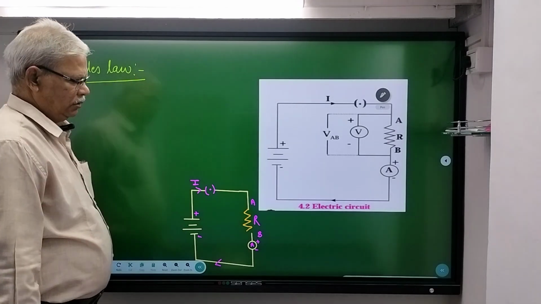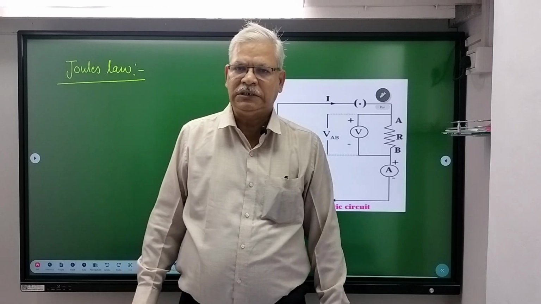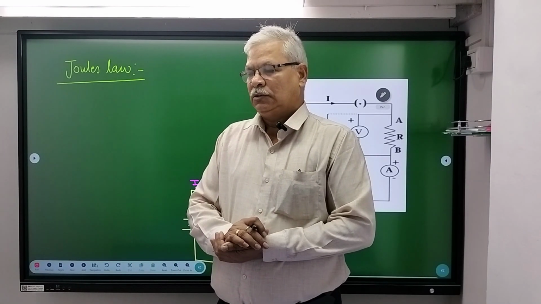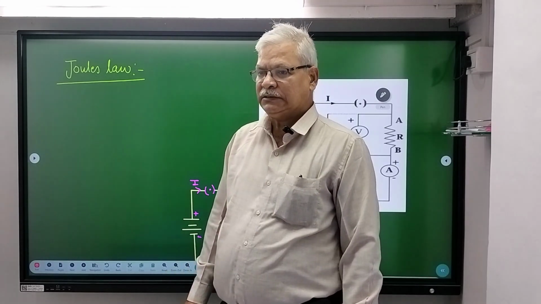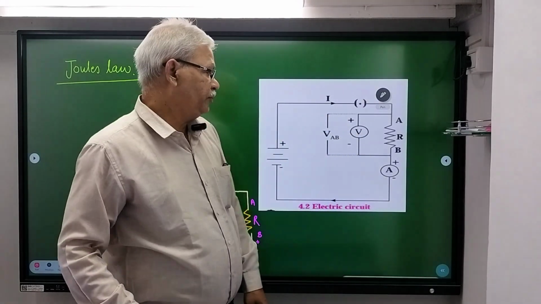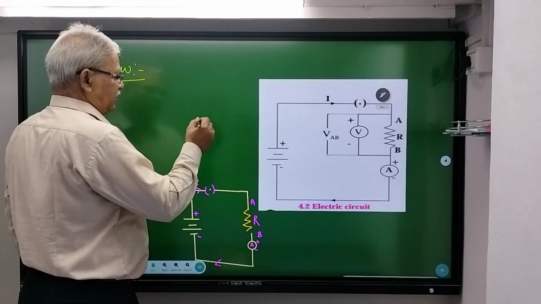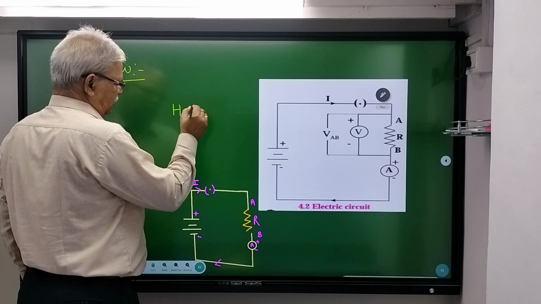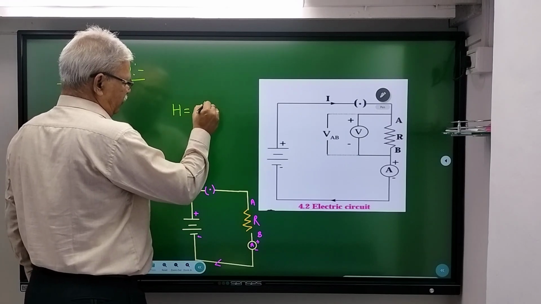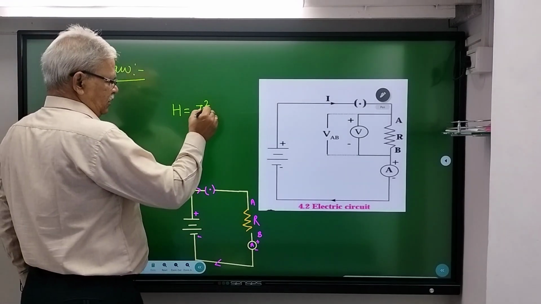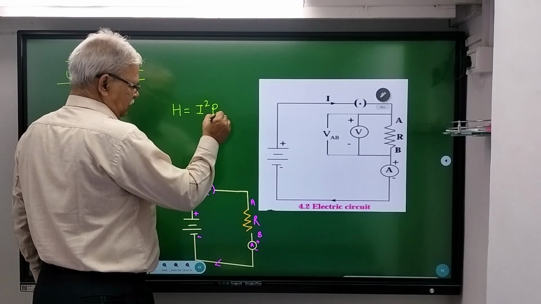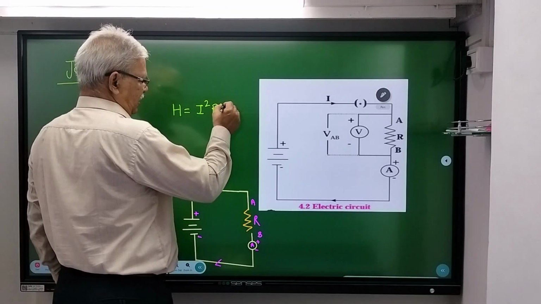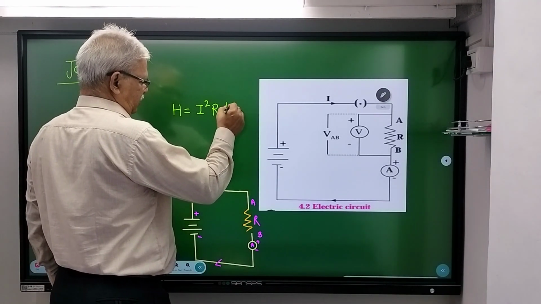Now see here. First I want to tell you what is Joules law. Joules law tells about the relation between the heat generated in the resistance H and the current flowing through the resistance I, resistance of the conductor R, and time t.